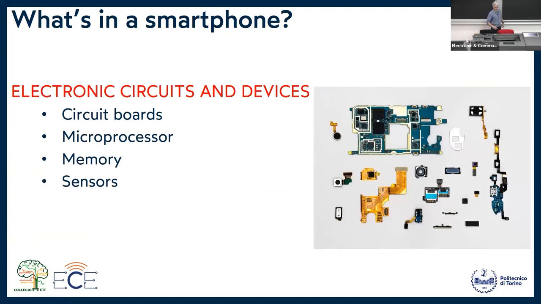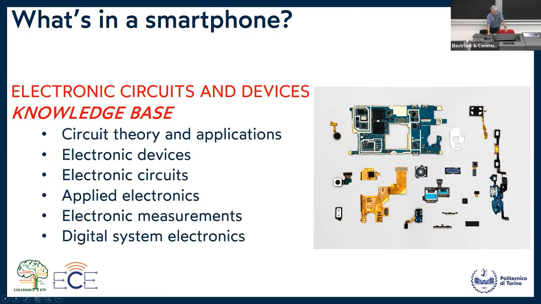So let's go into the electronic part. You have the circuit board here, it's bluish. You have the processors, which is probably one of these two black boxes here. The other one is probably the memory. And then you have the sensors and the connectors. Here is a camera, here's another camera, front and back camera, and connectors here and there. Now, if you want to build something like this, you need some notion about circuit theory and possibly applications. You need to know what an electronic device is, so one of these chips.